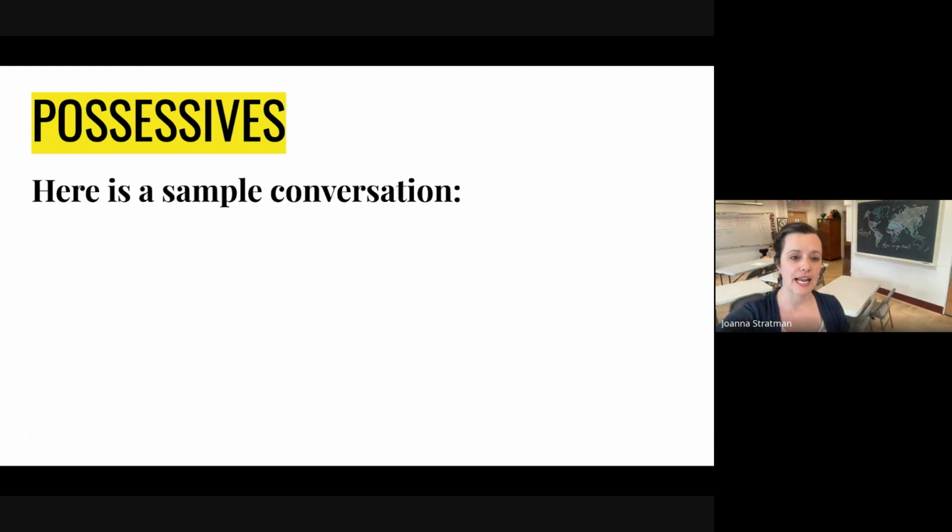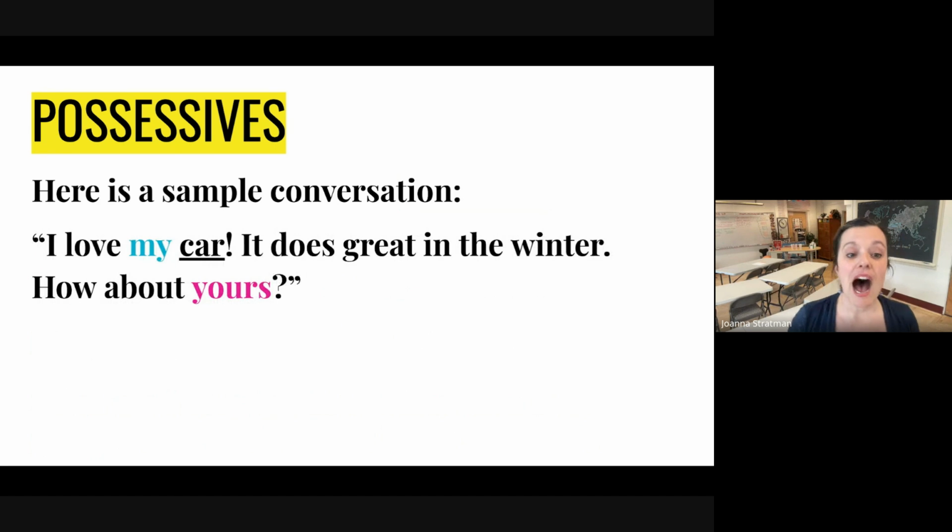Let's look at another example. Here is a sample conversation. Maybe if you live in Montana, you will hear this conversation. "I love my car. It does great in the winter. How about yours?" This is a very common question. How about yours? In this case, yours is asking about your car, because I already said I love my car. So you know we are discussing cars. So the question can be now, "How about yours?"